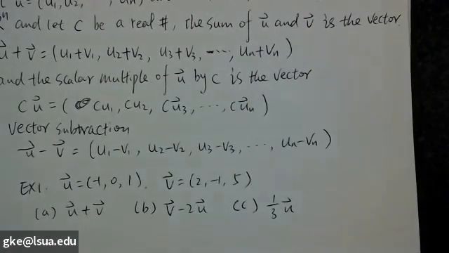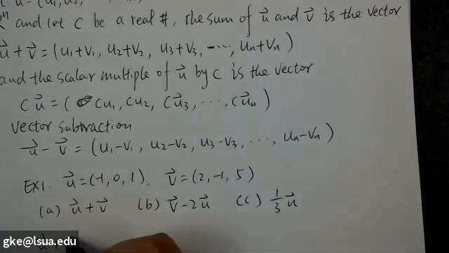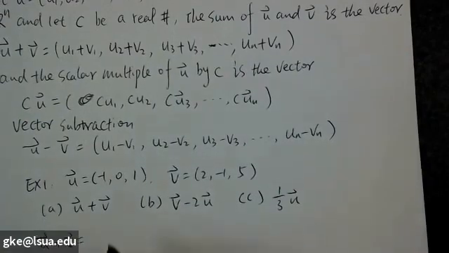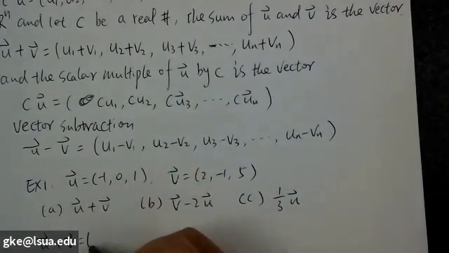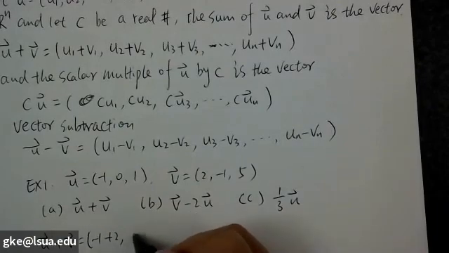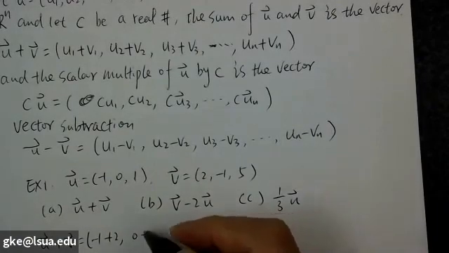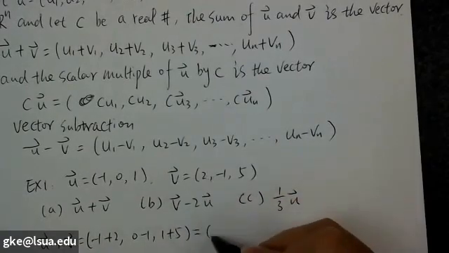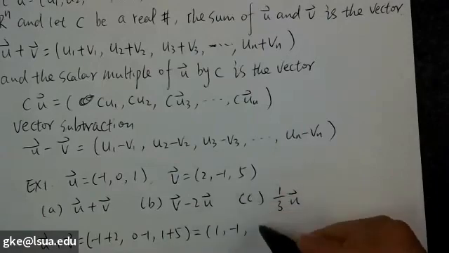Okay, let's take a look at these problems. So the first problem is addition. I think it's still very straightforward. Just let all the elements add together. That's it, fine. So we have -1 plus 2, 0 plus -1, 1 plus 5. And this is going to give you (1, -1, 6).